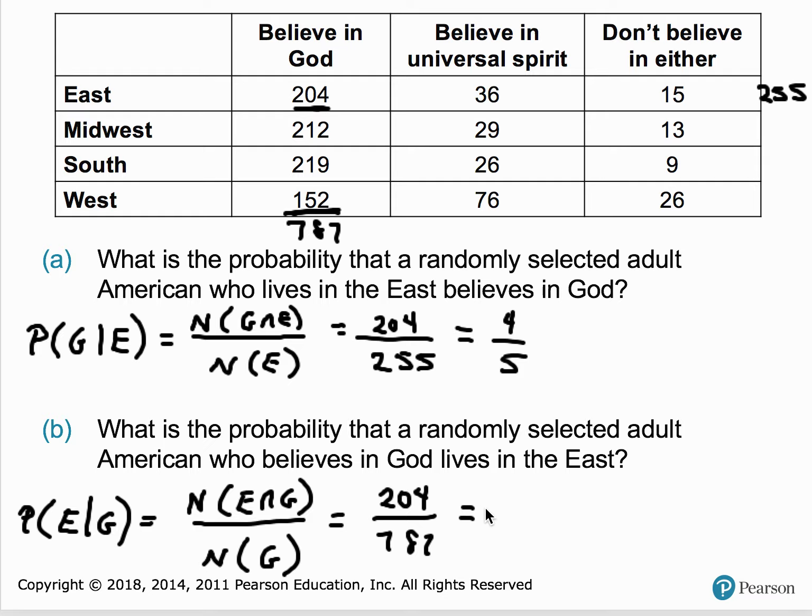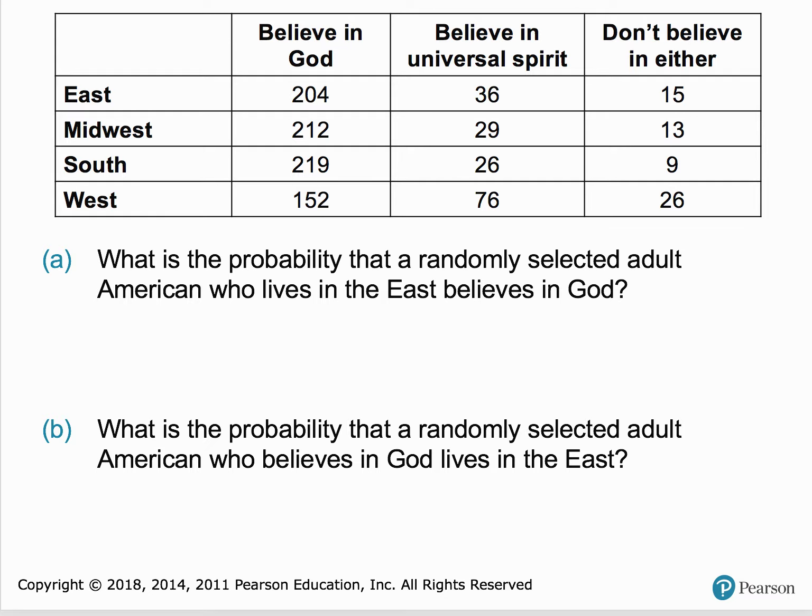So let's see if that'll simplify. 204 divided by 787. Does not simplify. Okay. Makes sense? Let's see what else we have.